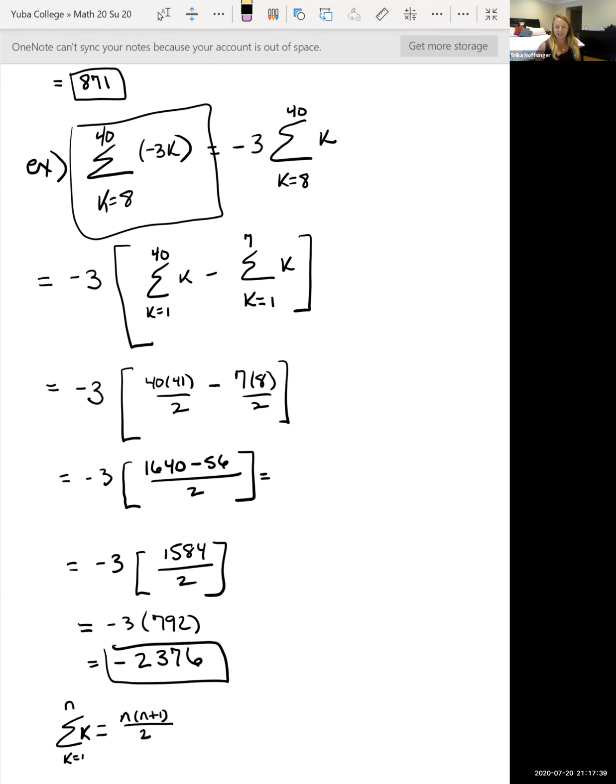Which again is a lot faster than having to find the 8th term, the 9th term, the 10th term, all the way to the 40th term, and then go back and sum all of those 32 terms up.